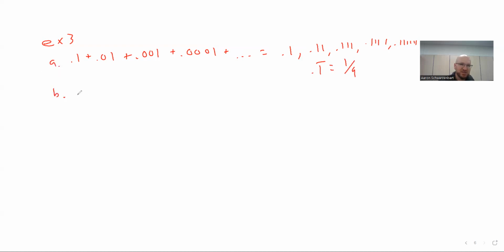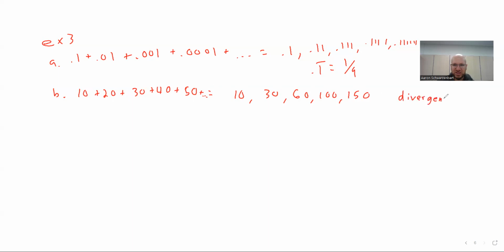My next series, I'm just going to write out the first 5. The book only gives 4, but 10, 30, 60, 100, 150. This is not converging. This is divergent or diverging.